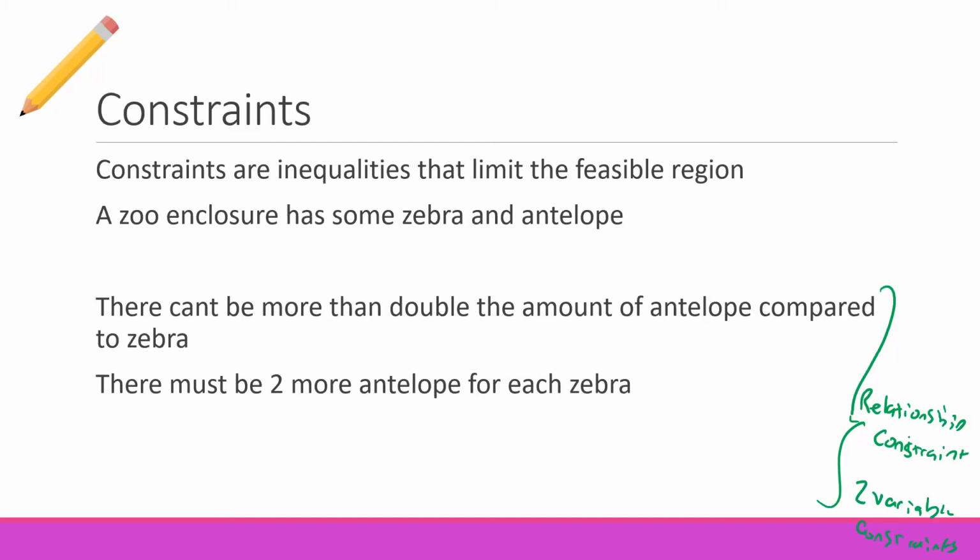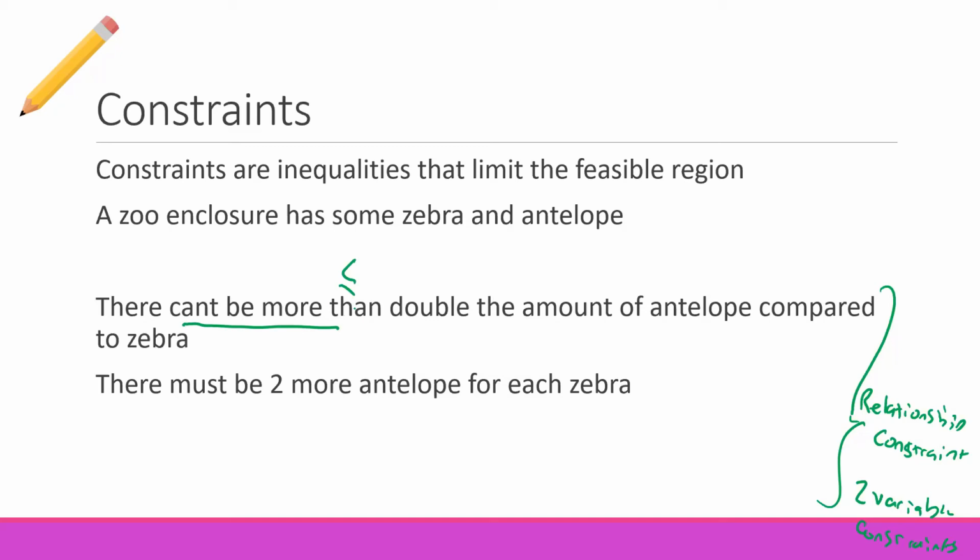There can't be more than double the amount. So there can be double the amount, but there can't be more than double the amount of antelope compared to zebra. So this is actually there can't be more. So that means it's less than or equal to. So the amount of antelope can be, so there can't be more antelope compared to zebra.